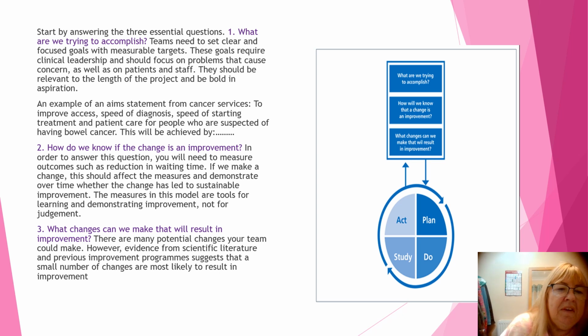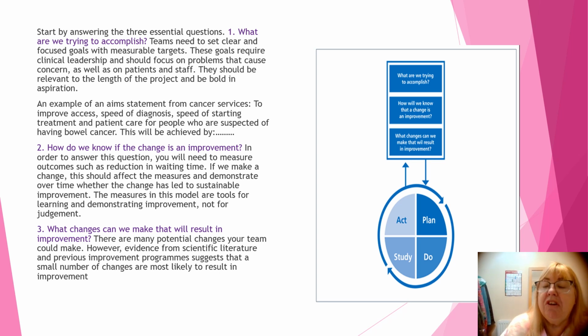Okay. So the second essential question is, how do we know if the change is an improvement? And again, because it has to be measurable, you should be able to show if there's been a change. So for the cancer question, you would have to measure any outcomes, wouldn't you? Like, has the waiting time reduced?